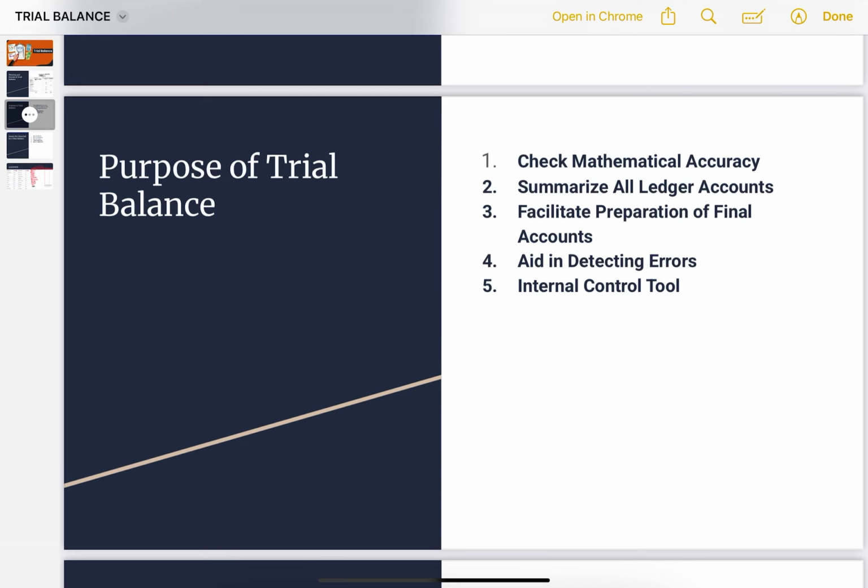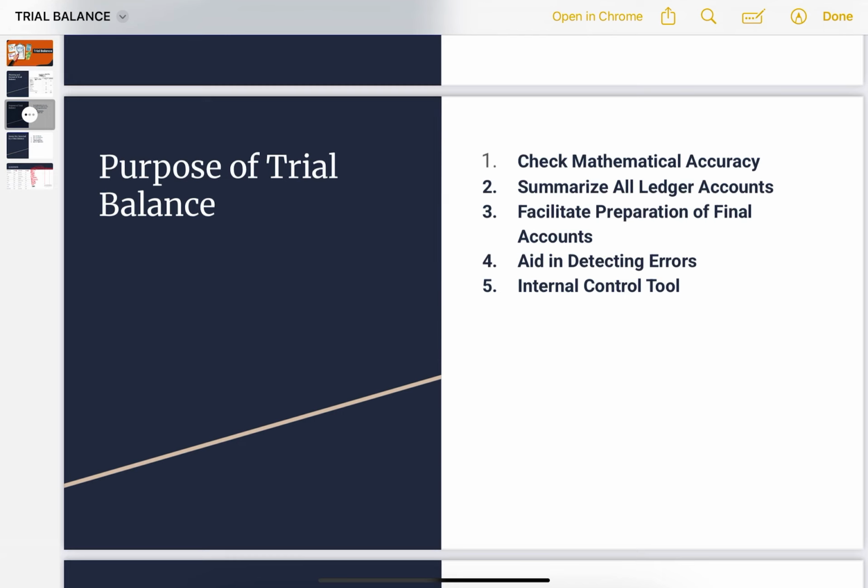Secondly, it summarizes all ledger accounts. It provides a snapshot of all account balances in one place. It is useful for accountants and auditors to quickly view the financial status. For example, we can immediately see our bank balance, capital, and expenses in just one list.